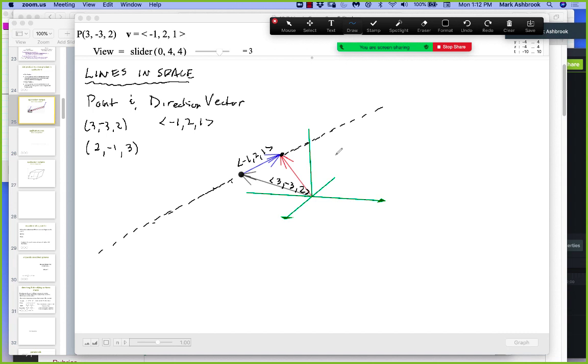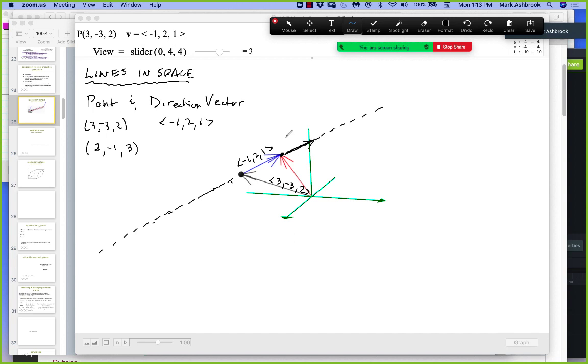Okay, I want to generate another point. Would there be an easy way to get a third point? Subtract the vector. Okay, I could subtract. Subtracting would be adding the opposite, and that would take me to a point down here. That's good. And the other suggestion was to add it again, so that's what I'm going to do.